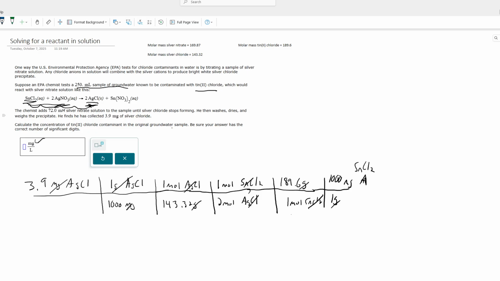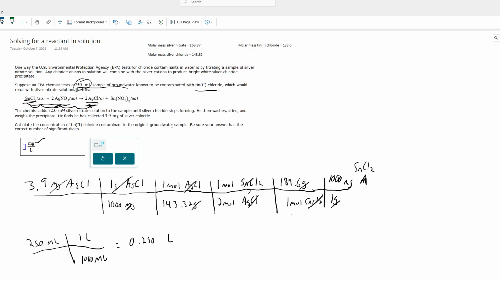All right, and then the only thing we need to do after we do that math is divide that by the 250 milliliters. They actually want that in liters, so let's just quickly convert that now. So 250 milliliters, and I do know that there are 1,000 milliliters in 1 liter, and so that's going to equal 0.250 liters.